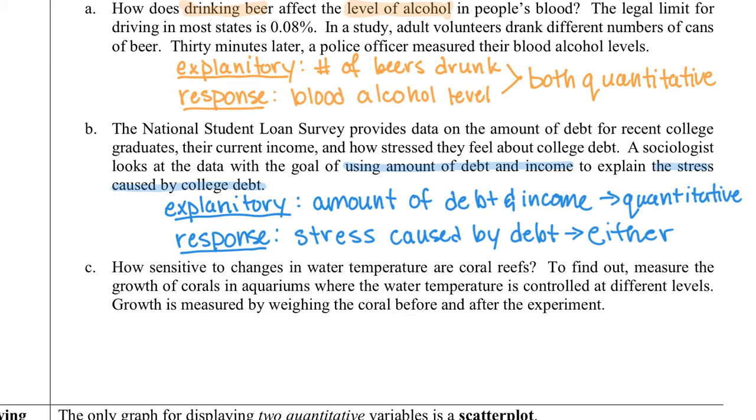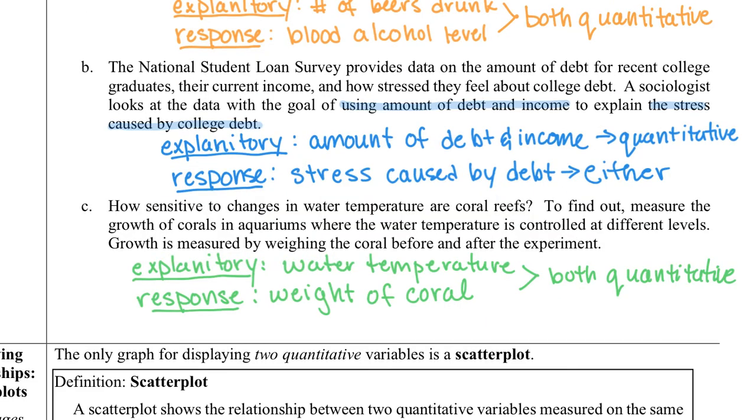I would like you to go ahead and try C on your own, see if you can identify the explanatory or the response variable, and whether it's categorical or quantitative. Hopefully you were able to see that in this problem, the water temperature was your explanatory variable and the weight of the coral was your response, and those were both quantitative.